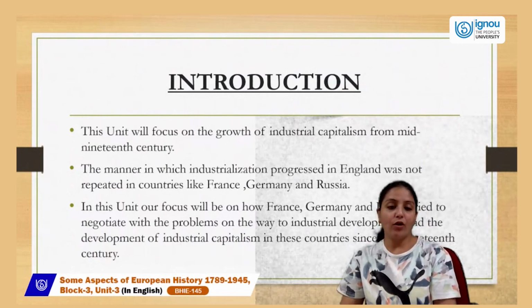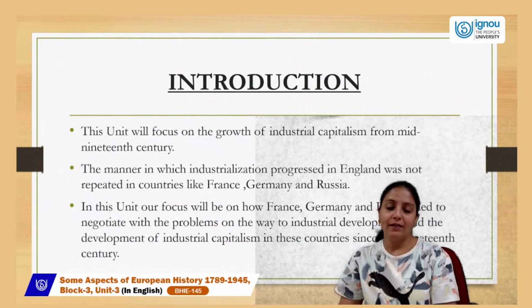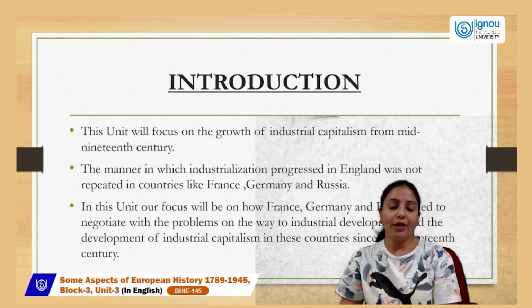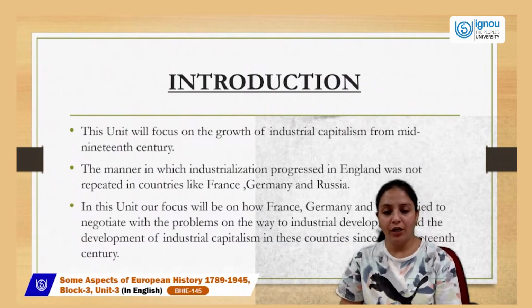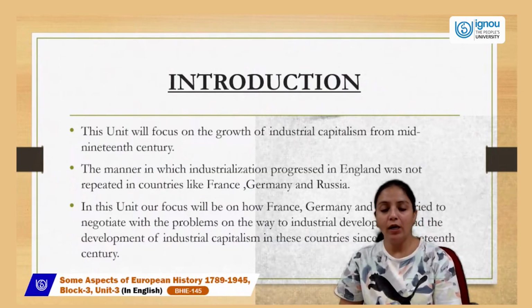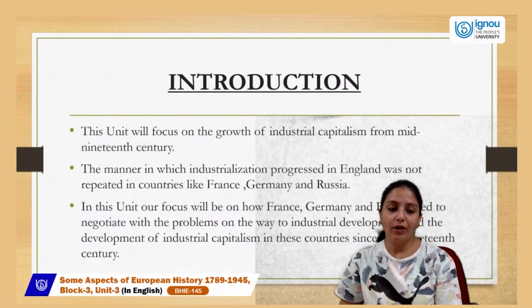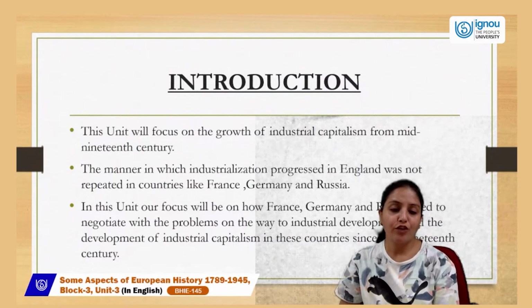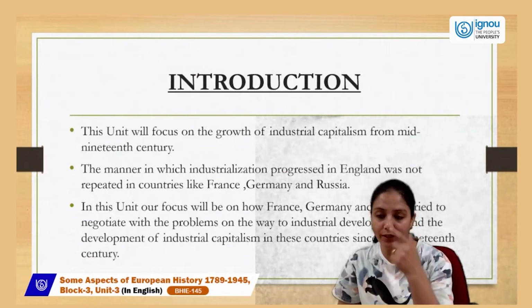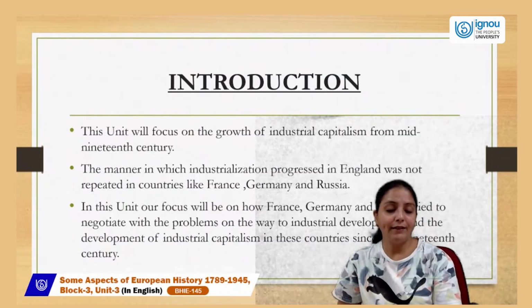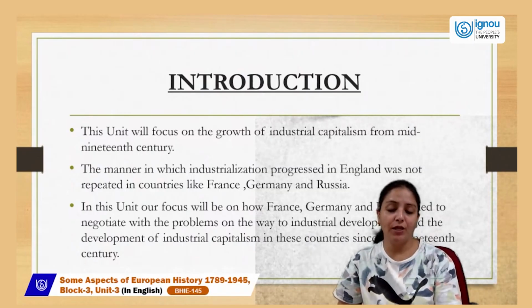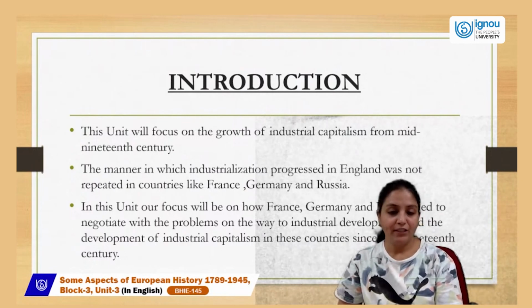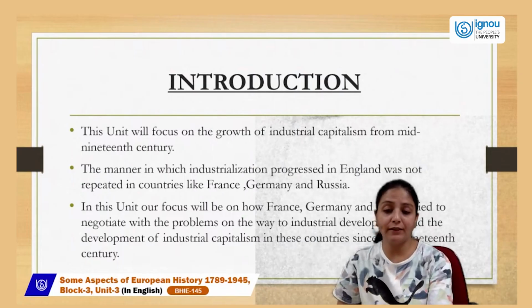In this unit, our focus will be on how France, Germany, and Russia tried to negotiate the problems on the way to industrial development in the mid 19th century, and the development of industrial capitalism in these countries since the mid 19th century.